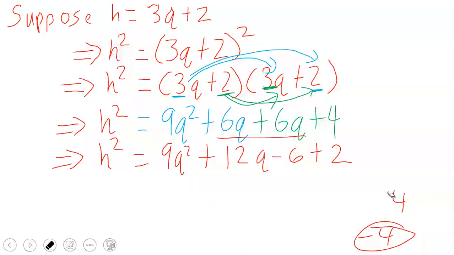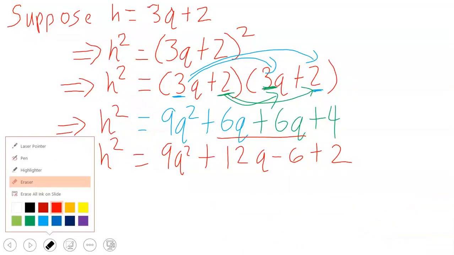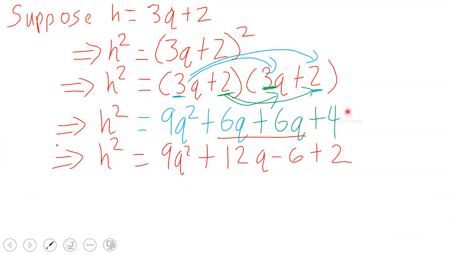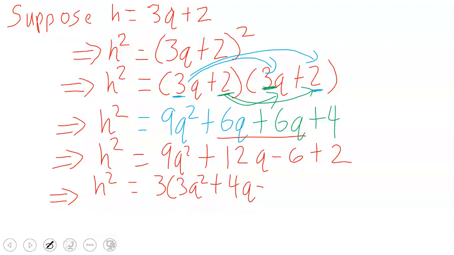So therefore we have that this expression here is equal to that. All right. And I did that because it's going to help me when it's time for me to factor things out. So let's go. So we have, this implies that what? h squared equals what? We're going to factor out the 3. It's going to be 3q squared plus 3 times 4q minus what? 3 times 2 is 6, plus 2.